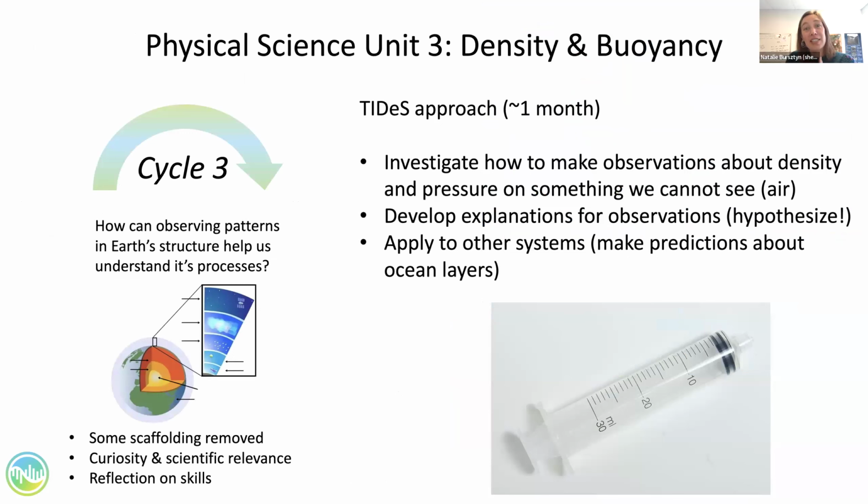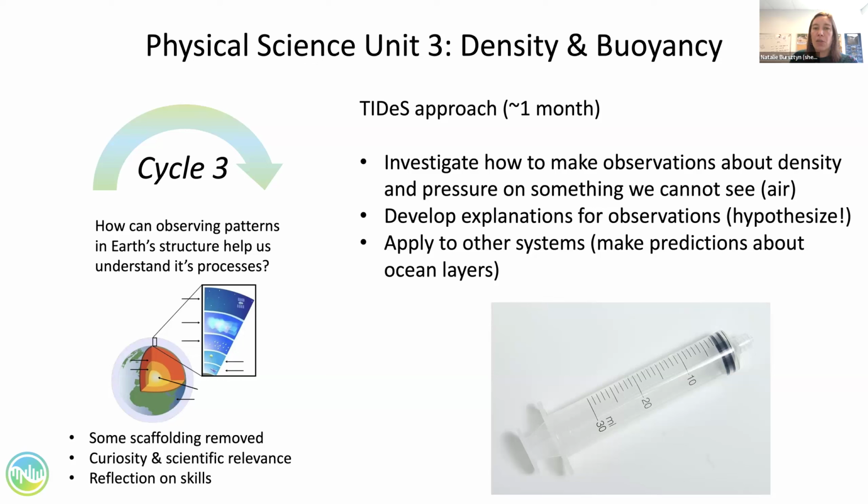So the new version, the tides version, so now we're looking at density and buoyancy over the span of a month instead of just ocean circulation. And here, reminding you that there's now some scaffolding removed, there is still curiosity and scientific relevance being provided, and students are using patterns in nature across different systems, including earth layers.